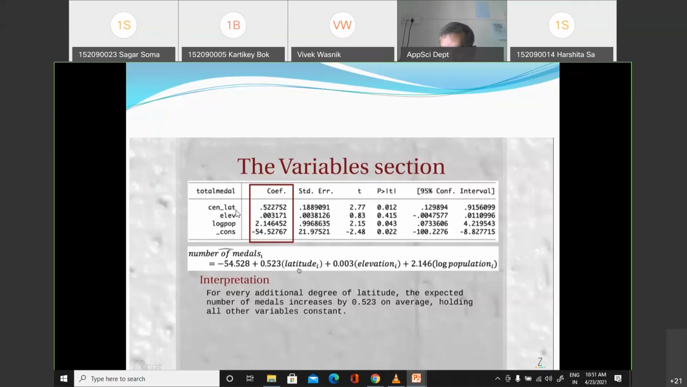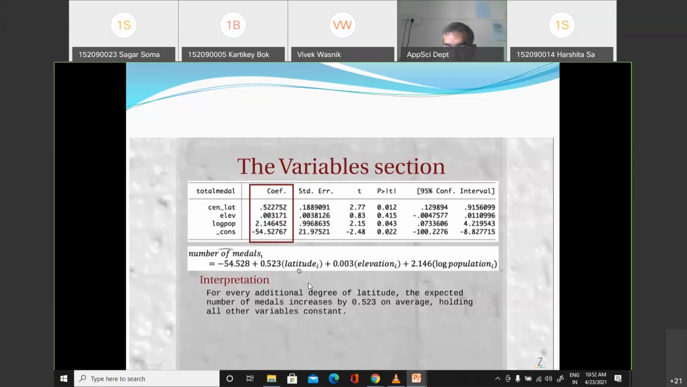Latitude was one of the variables. If you remember the example at the beginning of the class, latitude, elevation and population are the three variables. So for the latitude variable, this is the standard error, that is the standard deviation, and this is the t value, that is the z value. This value should be this far from the hypothesized value. The hypothesized value in all these cases is zero. Does it make sense?